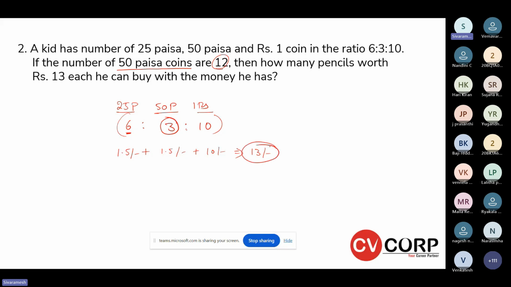We can say that he's having 13 rupees when we take this exact denomination of one set, with 6 coins of 25 paise, 3 coins of 50 paise, and 10 coins of 1 rupee. He's having exactly 13 rupees. Now let's read out the question.